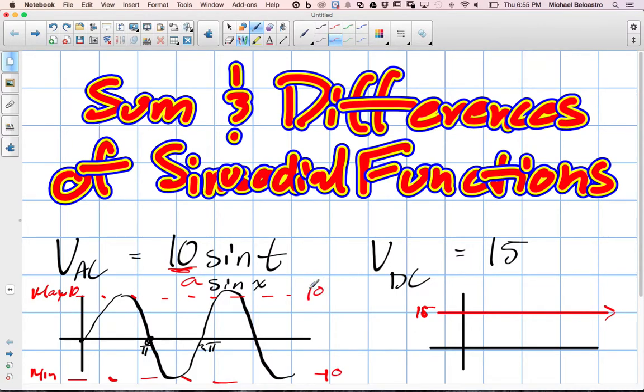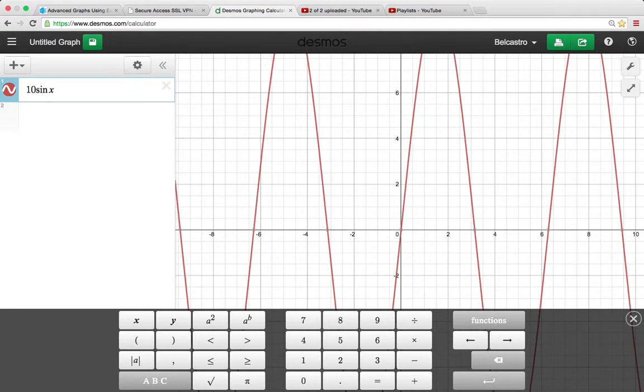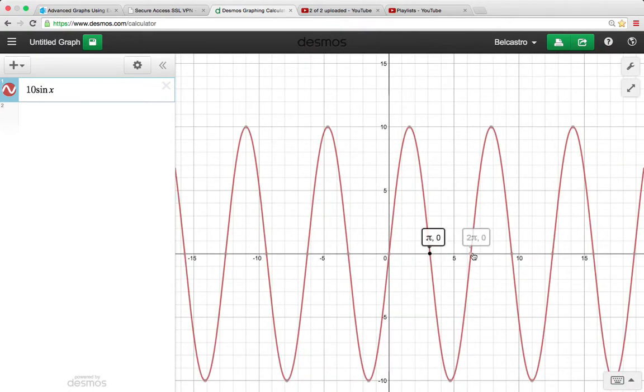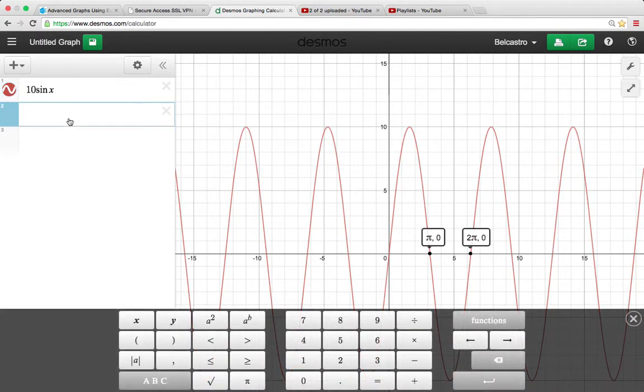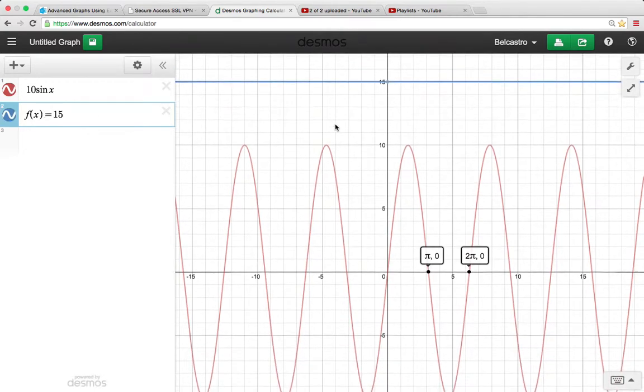Okay, so those are quick ideas, and we can confirm by graphing 10 sine x. Let's zoom out a little. Are we in radians? Yes, we are. And our other function is 15. I do need to say f of x equals 15. There it is. It's just the direct current.